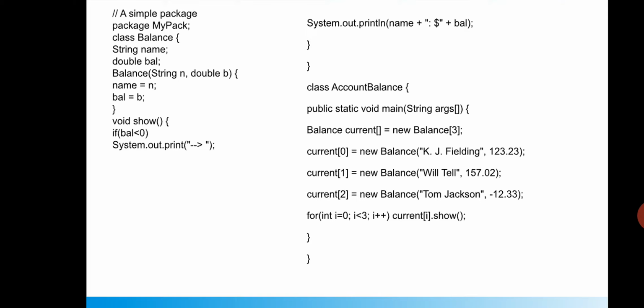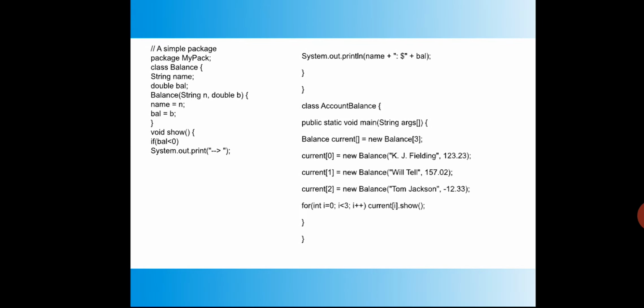current of 0 is nothing but the first value, KJ Fielding 123.23. When current of 1 comes, then the name of the customer will be the second name, and the dollar will be 157. In the last iteration, current of 2, at that time Tom Jackson and minus 12.33 will be printed. So I want you to execute this program. So this is a simple example for package.